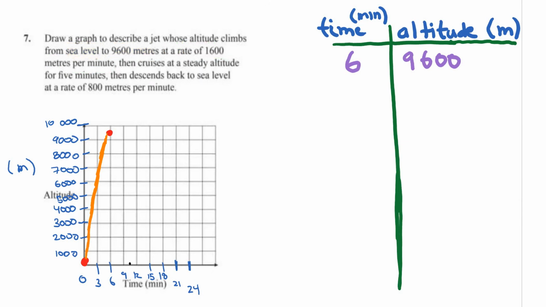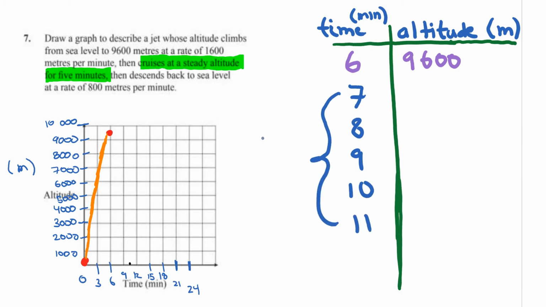If I read the problem here, it says, then we cruise at a steady altitude for 5 minutes. So for the next 5 minutes, we are cruising at the same altitude, all right? So for the next 5 minutes, so 7, 8, 9, 10, 11. Now, if you see this, this is really your 5 minutes, right? So for the next 5 minutes, we are at a steady altitude. Steady means that we are not changing the height, so we remain at 9,600 meters.